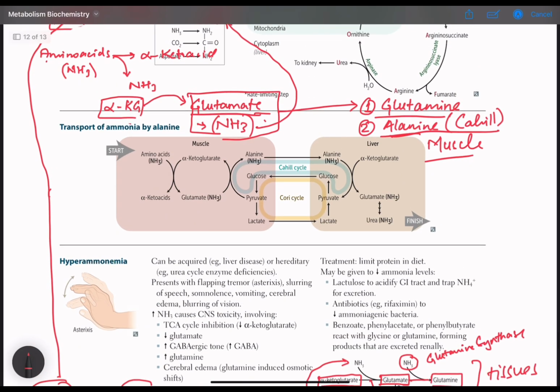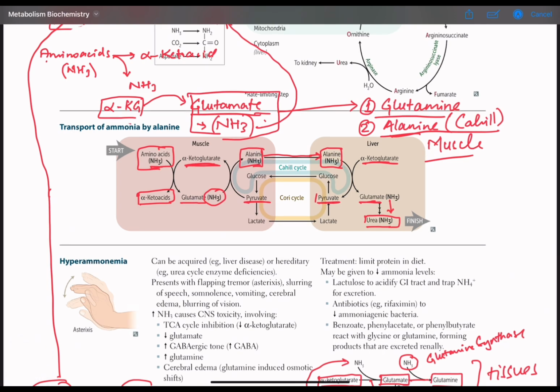So what happens is, this is the muscle. In muscle, an amino acid is converted into its respective alpha keto acid, and the amino group is given to alpha ketoglutarate, converting it into glutamate. Then glutamate gives the amino group to pyruvate, converting it into alanine. This alanine then enters the bloodstream and enters the liver. In the liver, the opposite occurs. Alanine gives its amino group to alpha ketoglutarate, converting it into glutamate, which can give its amino group to enter the urea cycle, while alanine is converted into pyruvate.